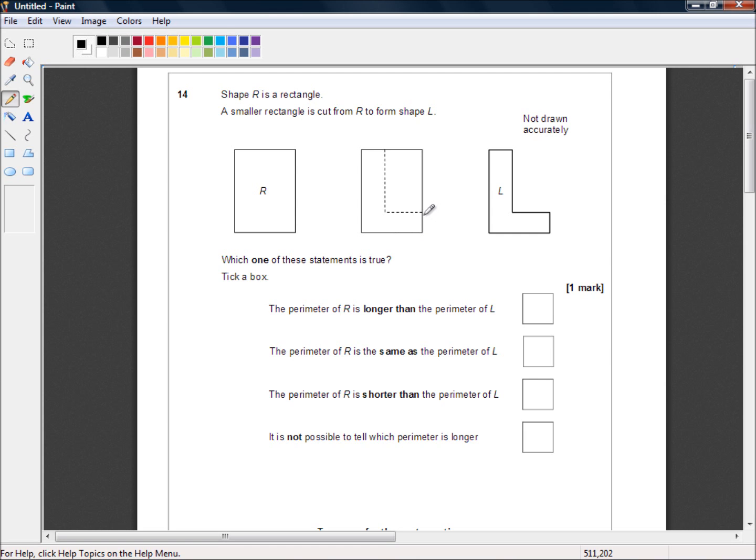Now this distance up here plus this distance up here is the same as this distance up here, as you can tell from the middle one. And again, this distance across here plus this distance across here is the same as this distance across here. So even though we've chopped a bit out, we've certainly affected the area, but we haven't done anything to the perimeter. So the answer is the perimeter of R is the same as the perimeter of L. And that's your one mark.